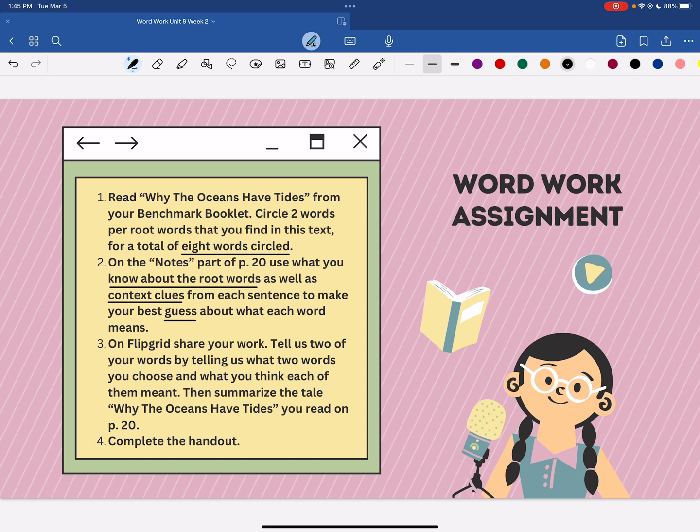Step 3, on Flipgrid, you're going to share your work. Tell us 2 of your words by telling us what 2 words you chose, and then tell us what you think each of them meant. So I need the words, I need the definitions. Then you're going to summarize what the story on page 20, which is actually a tale, it's called Why the Ocean Have Tides. You're going to summarize that story. What happened in this story? Just a brief summary is fine, and then complete the handout.